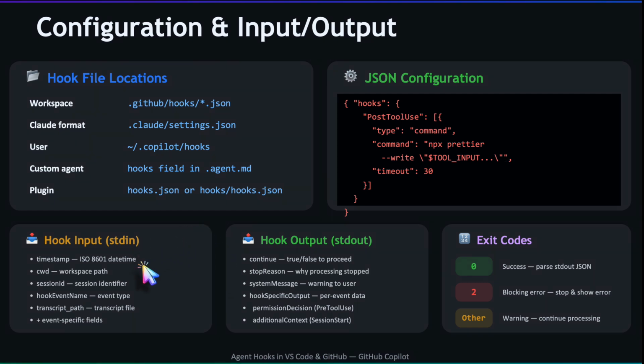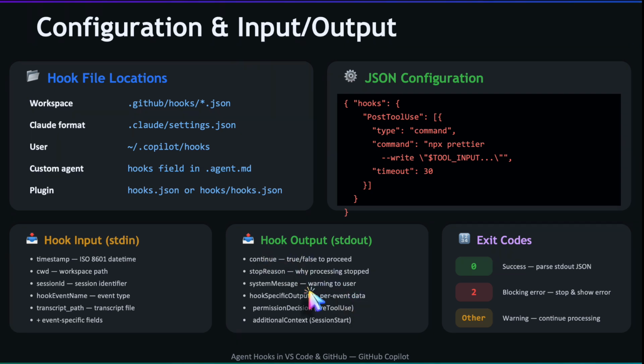Coming to the hook input, each hook receives structured input like the timestamp, the current working directory, session ID, the event that triggered the hook, the transcript file, or event-specific data, all information related to that particular hook. This gives the hook the full context about what exactly is happening, which agent is triggered, whether it's an agent-specific hook or a general hook. On the other side, hook output is standard output, normally containing whether to continue or stop execution, and if it is stopped, what's the reason for the stop, and a system message to the user, which is displayed as part of VS Code's Copilot chat session, which we observed just now.